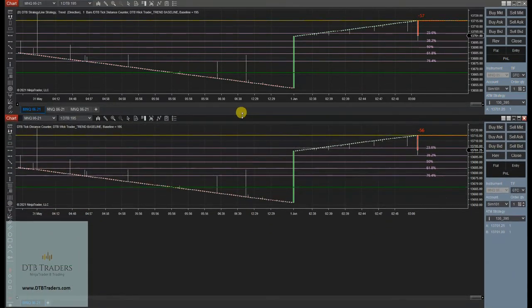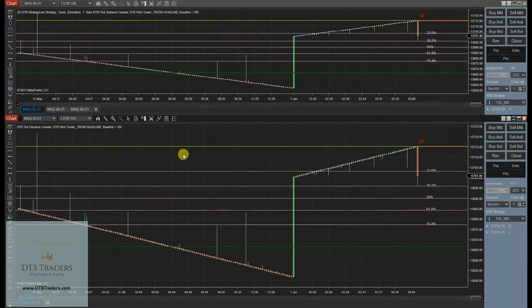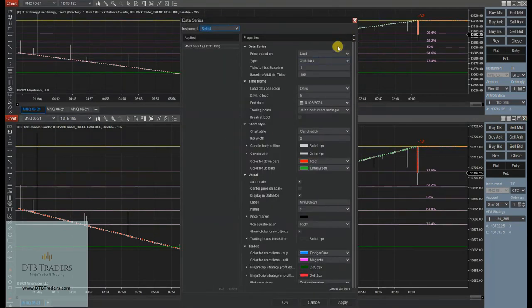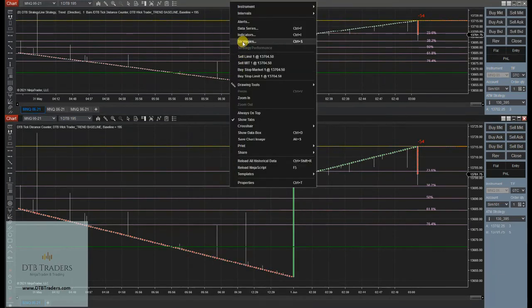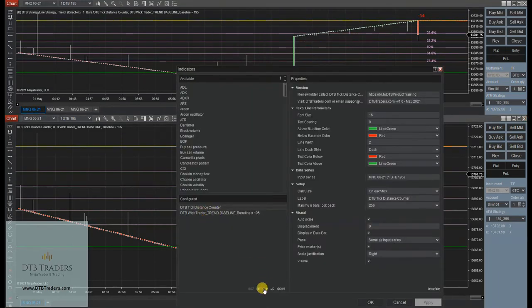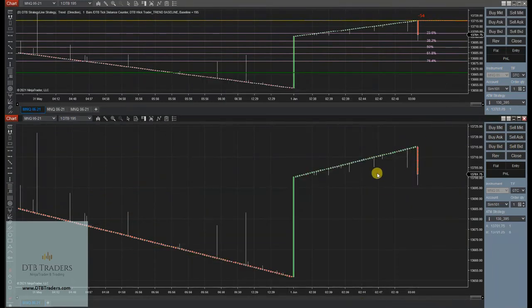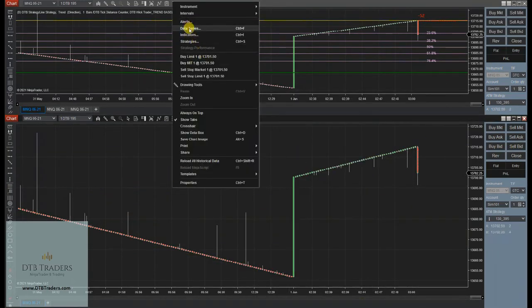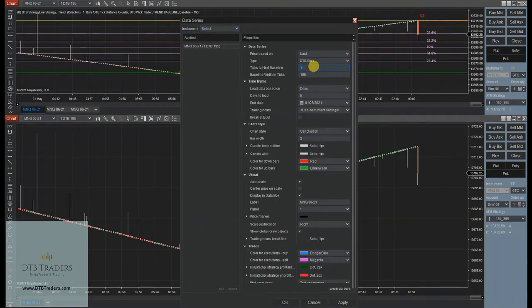Then I'm going to put a chart underneath like that, right click on it, and remove the indicator first because we don't need these specific indicators on this chart. I'm going to change the data series of this chart. So let's work with an 8 and an 8 chart with 5 days. Now you can use analytical bars on this specific chart, and you can also use a custom range.